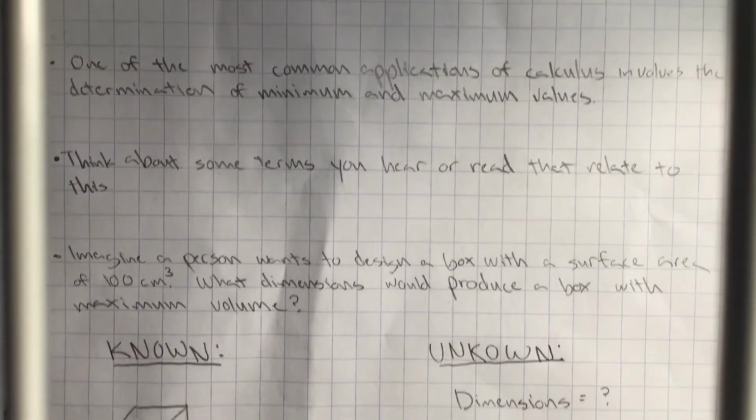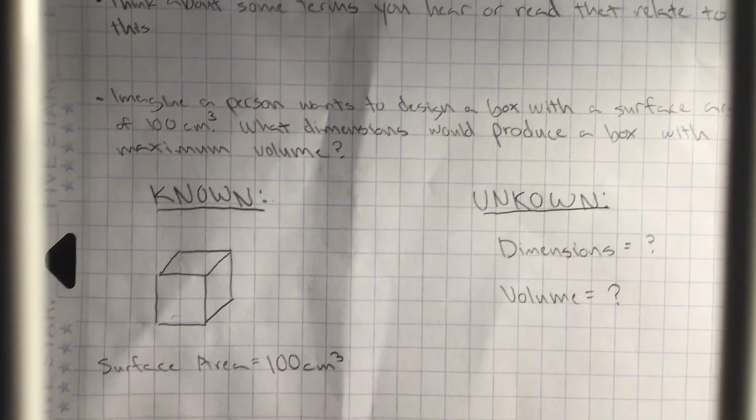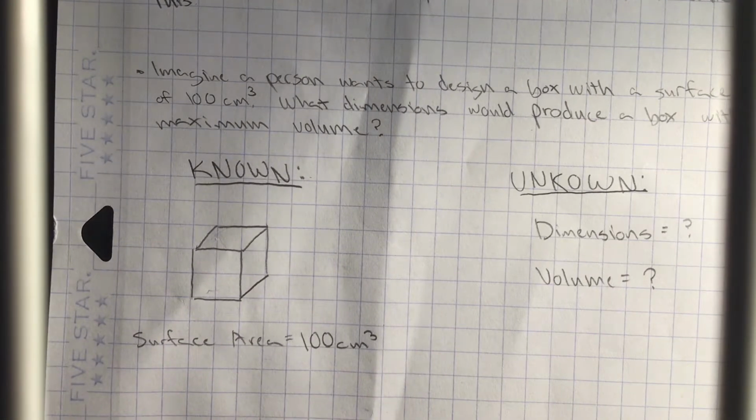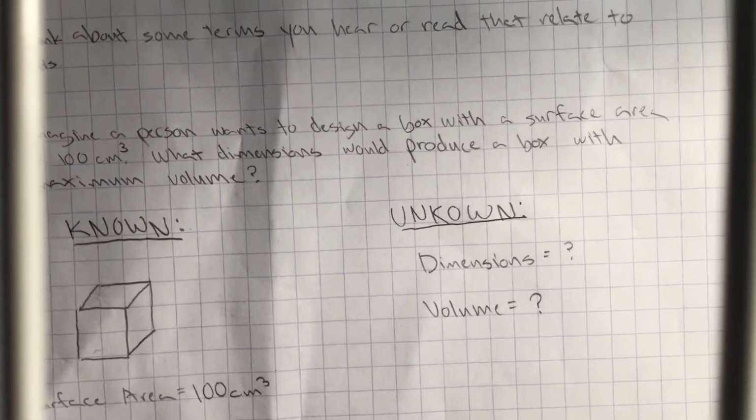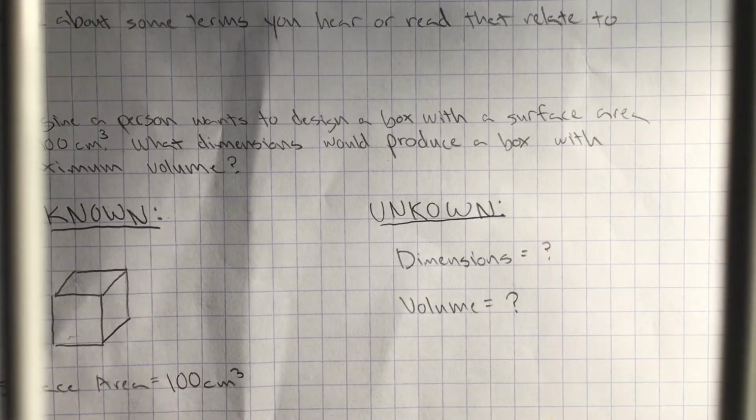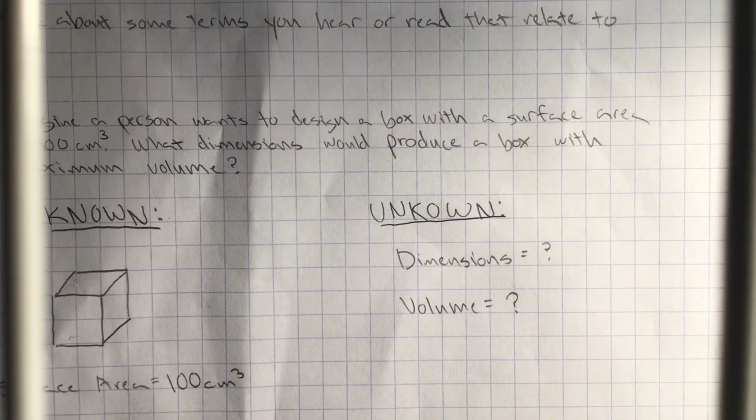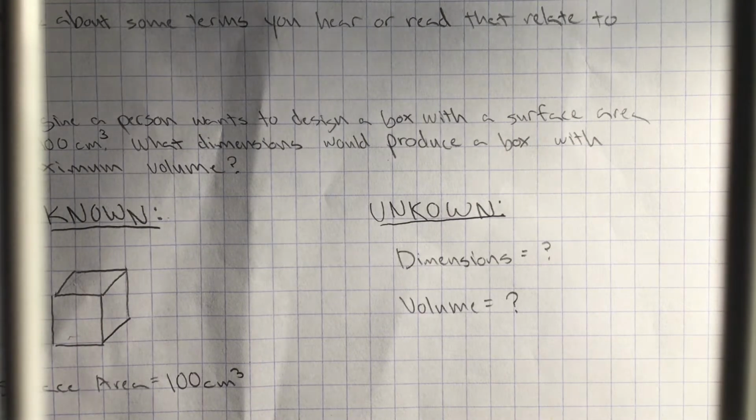So there are a couple of things we know, and there are a couple of things we don't know. We do know that the box we're talking about is a rectangular prism, and that its surface area is 100 centimeters cubed. Now, what we don't know, and what we need to find out, are the dimensions and the volume, of course, because the volume determines the dimensions. So with optimization problems, we actually try to find these things out. And there's a few steps we can take to ensure that we do this right.